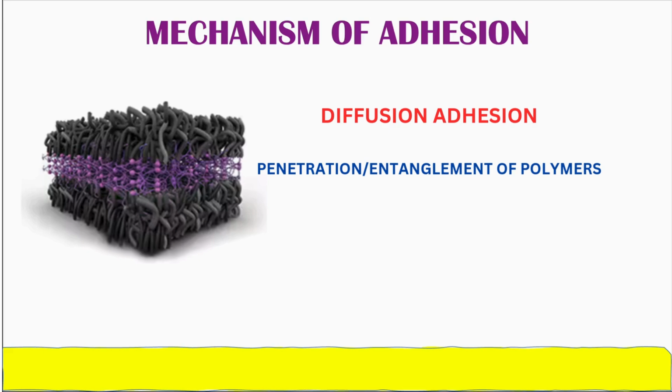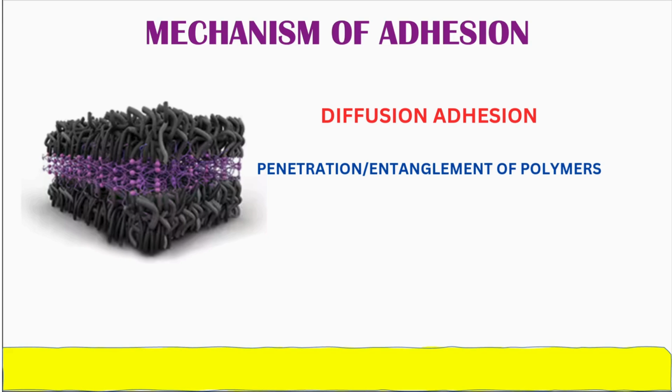So the polymeric molecules penetrate and entangle in the polymeric substrate, which leads to an interface creation with the entangled polymer chains bonding the adhesive and the substrate. So basically the bonding here is taking place due to the entanglement of the polymeric chains of the adhesive with that of the polymeric substrate, because the substrate also has polymeric chains.